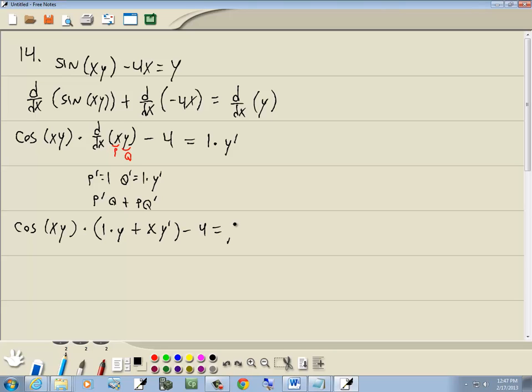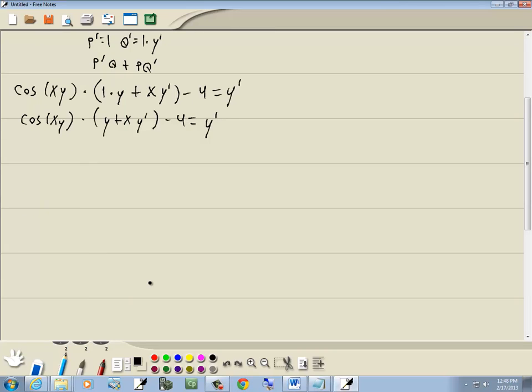Minus 4 equals y prime. Let me double check that. Y plus, yep. Okay. So we have cosine xy times y plus x y prime, minus 4 is equal to y prime.